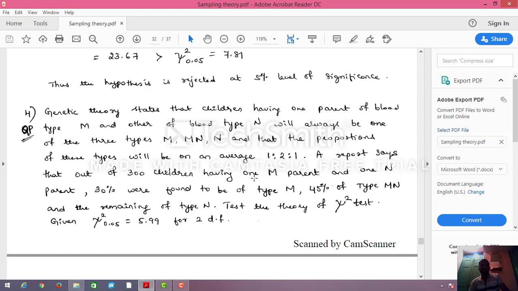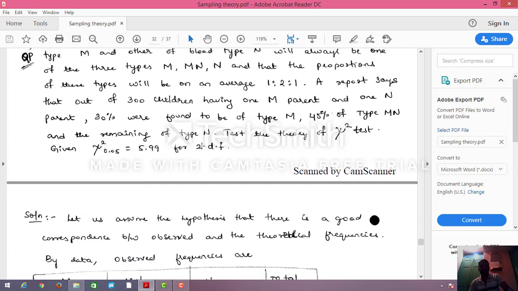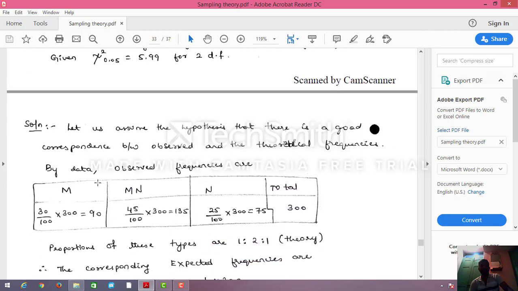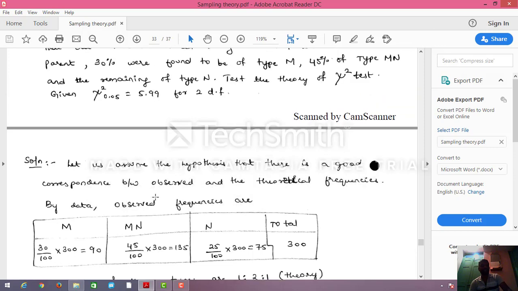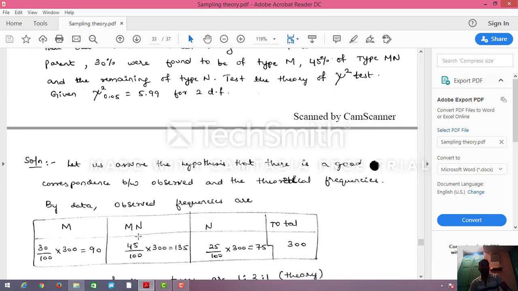300 children having one M parent and one N parent. 30% are found to be type M and 45% type MN, and the remaining should be N. So now I am writing the observed frequencies. The total should be 300. For M, 30% is given, so 30 divided by 100 into 300 is 90. Then MN is 45%. 45 divided by 100 into 300 is 135.